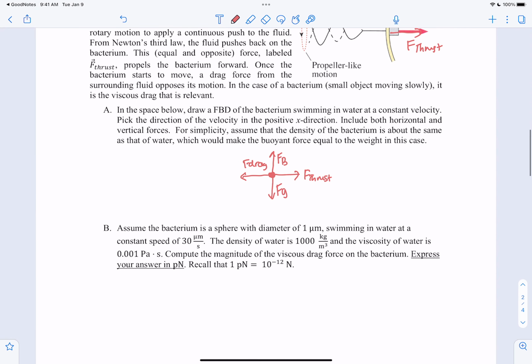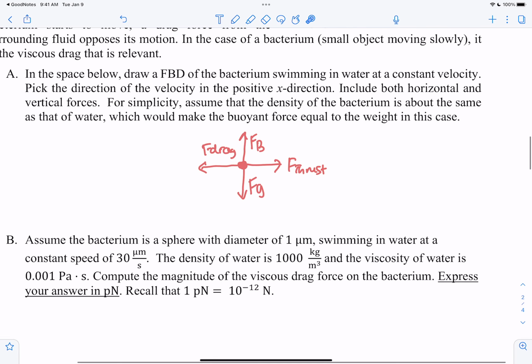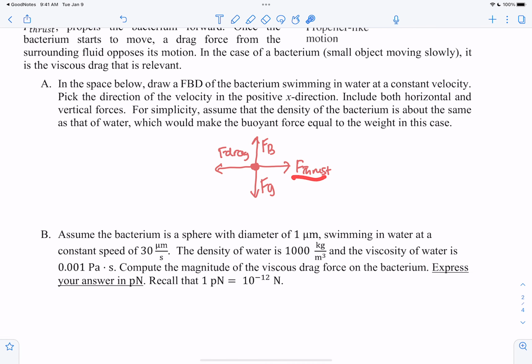So, with that being said, that should be our free body diagram for part A. We have F thrust equal to F drag. Buoyancy is equal to gravity. And the reason why we have thrust equal to drag, the magnitudes being equal, is because the bacterium is moving at a constant velocity. What does constant velocity mean?